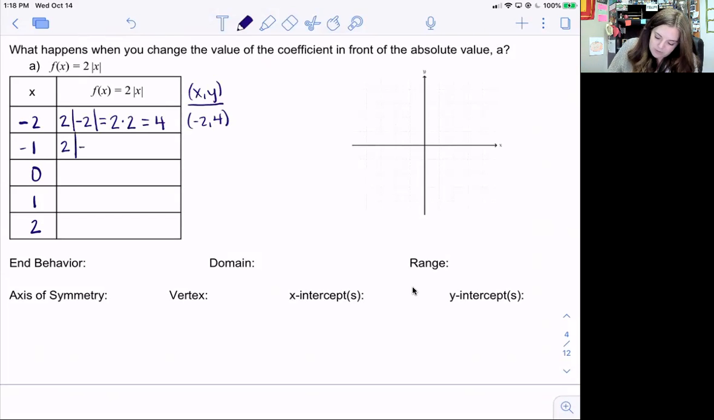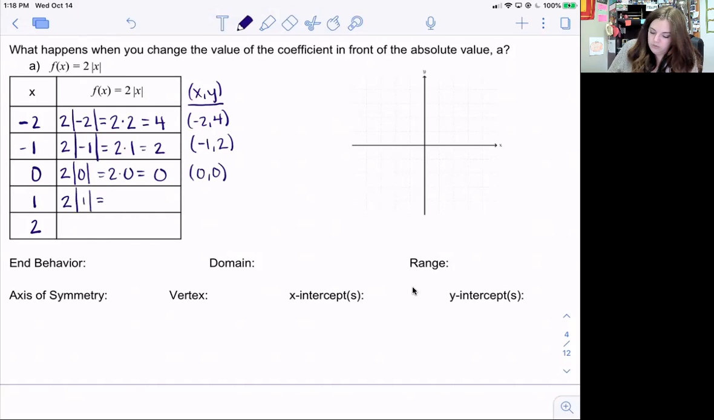2 times the absolute value of -1. The absolute value of -1 is 1, and 2 times 1 is 2. So we have the ordered pair -1, 2. 2 times the absolute value of 0 is 2 times 0, which is 0, or the ordered pair 0, 0. 2 times the absolute value of 1 is 2 times 1, which is 2, so we have the ordered pair 1, 2. And then 2 times the absolute value of 2 is 2 times 2, which is 4, so we have the ordered pair 2, 4.